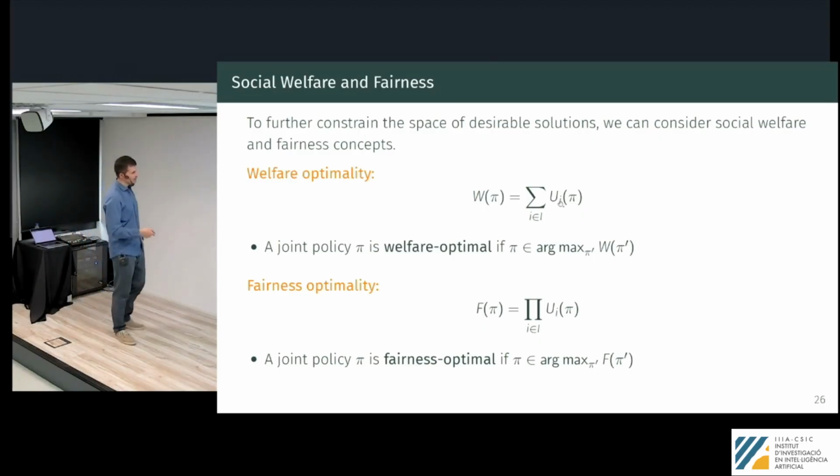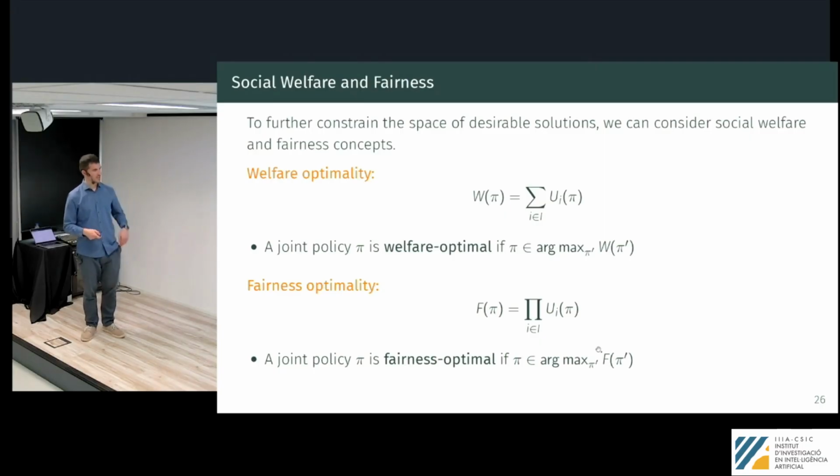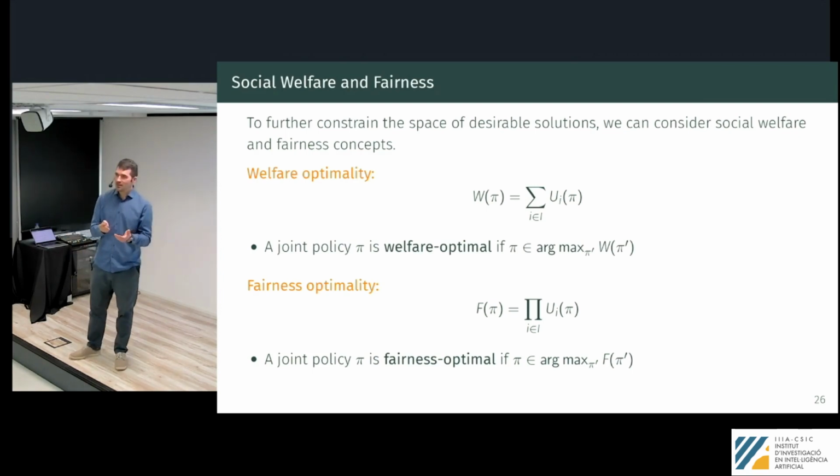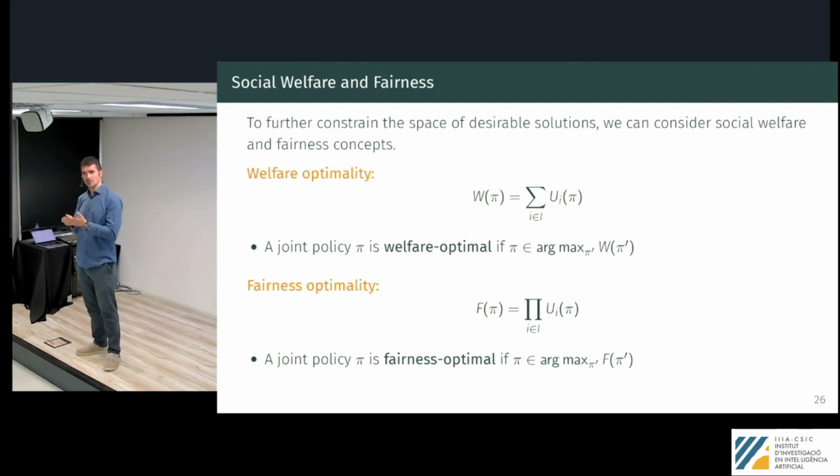There's this idea of fairness, which is similar, but not the same. Fairness is now not the sum, but the product. The product of these expected returns is what we want to maximize. Similarly, we say a joint policy is fairness optimal if it is maximizing this kind of product. So, you can see how the story changes now, right? You see how we can change our definition of what it means for agents to play optimally.